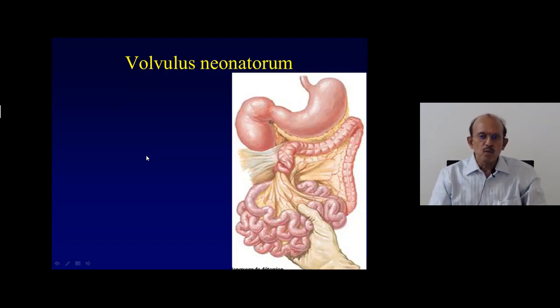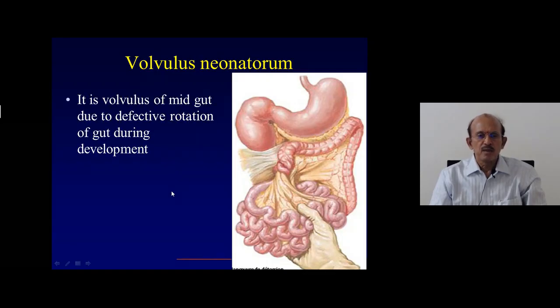The next condition is volvulus neonatorum. Volvulus means twisting. Volvulus neonatorum means volvulus of the midgut due to defective rotation of the gut during development. What is the extent of midgut? Where does it start and where does it end? What is the extent of midgut?